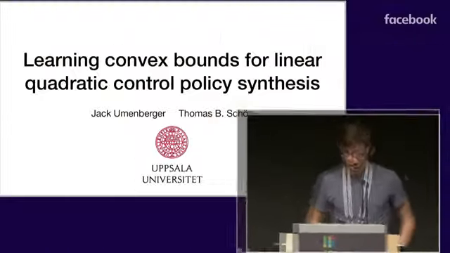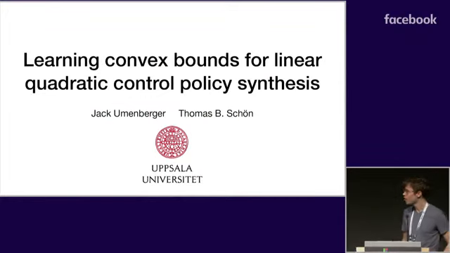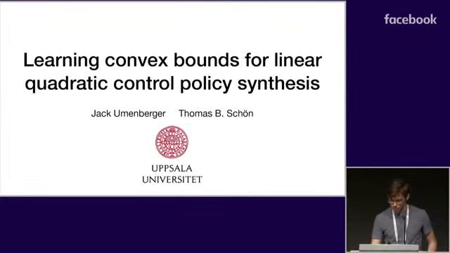All right, the next spotlight is learning convex bounds for linear quadratic control policy synthesis, presented by Jack Umenberger. Hi, I'm Jack, and I'll be presenting joint work with Thomas Schoen on learning to control unknown dynamical systems.